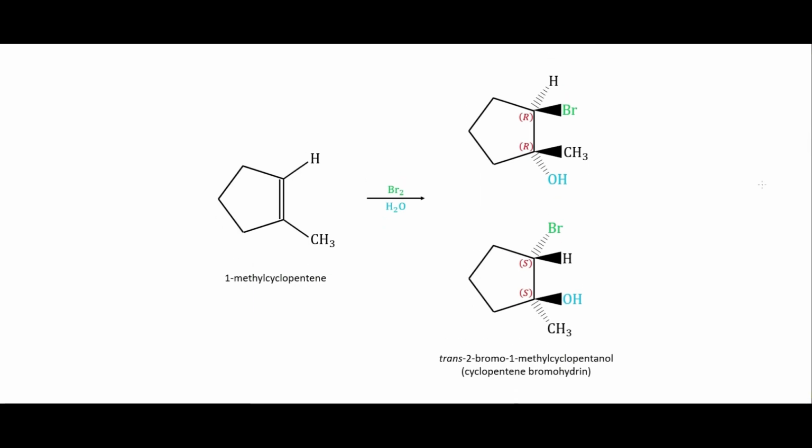So we can end up with the RR enantiomers like we have right here, or the SS enantiomers right here, but they're both going to be trans. So it will be the trans stereoisomer for each of them, but we will get a racemic mixture of the two enantiomers for this. And again, we can see that the water is adding to the more substituted carbon on here.